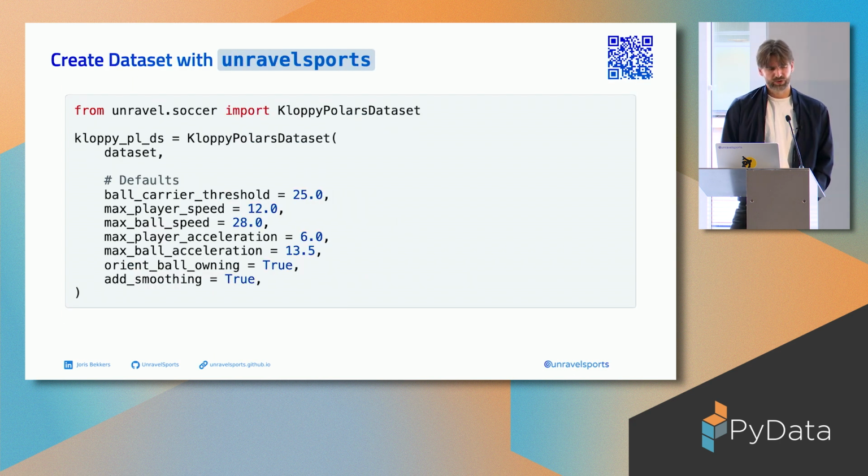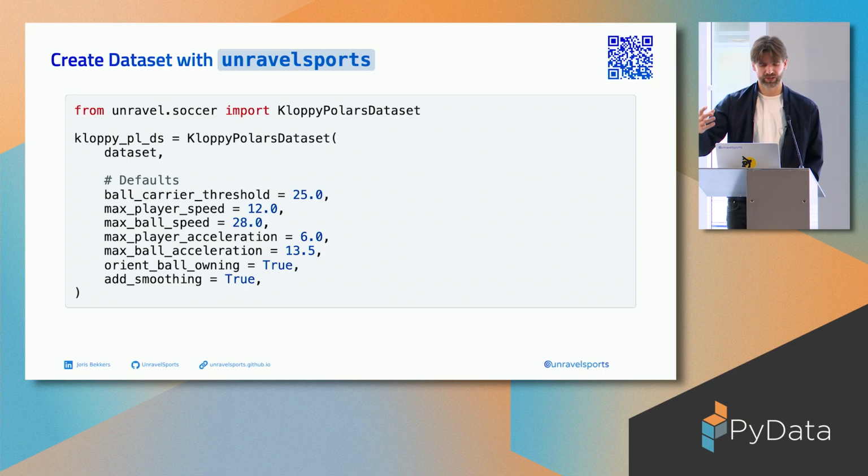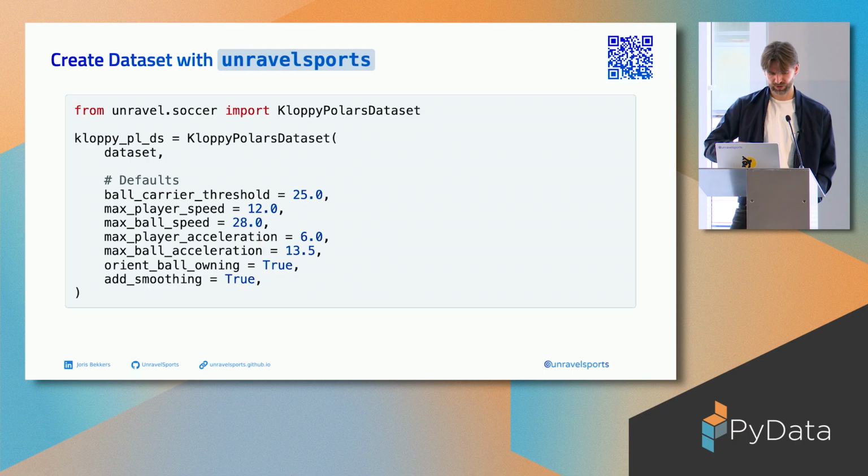Then we feed this into the first functionality of Unravel Sports, which is taking this Kloppy standardized data set and converting it into a Polars data set. There are some default functionalities that you can change, though you don't really have to if the data is good enough. For example, there are thresholds for maximum player speed. If your data is a bit noisy, you can reduce the noise a little bit, and you can decide to add smoothing or not.